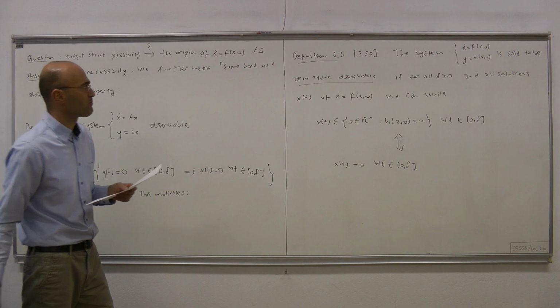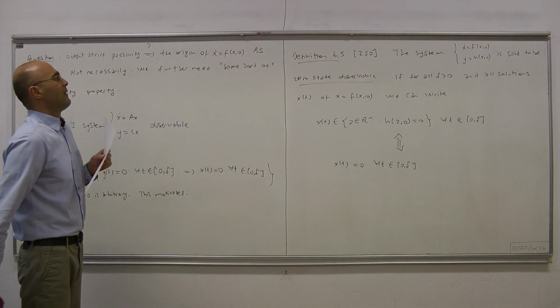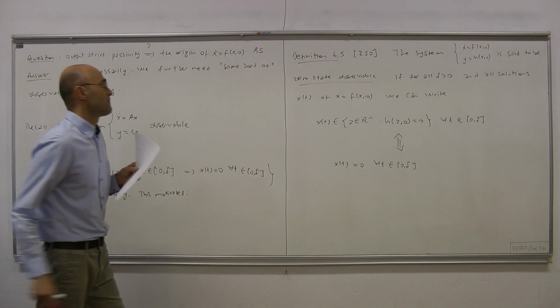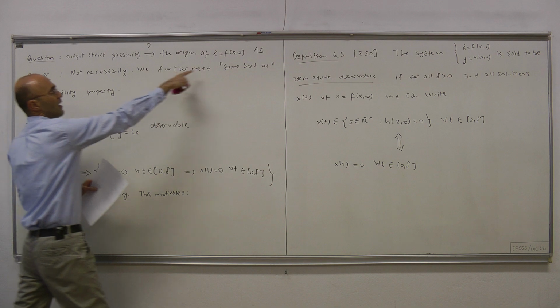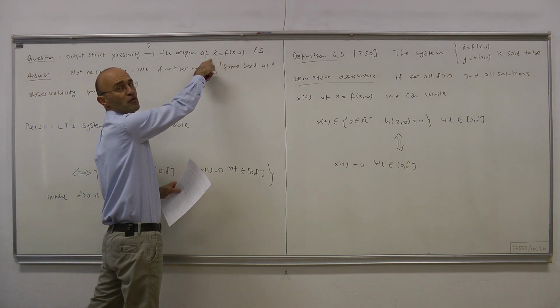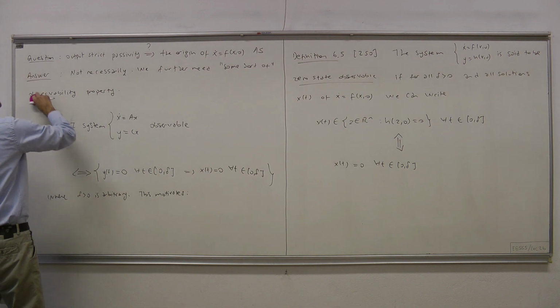And now, this condition, it turns out, is what we need in order to obtain asymptotic stability of the origin of the unforced system from output strict passivity.